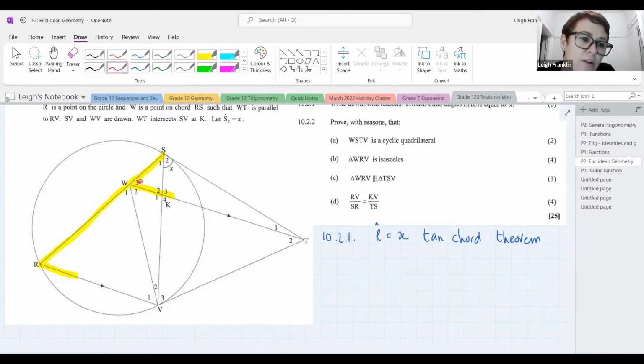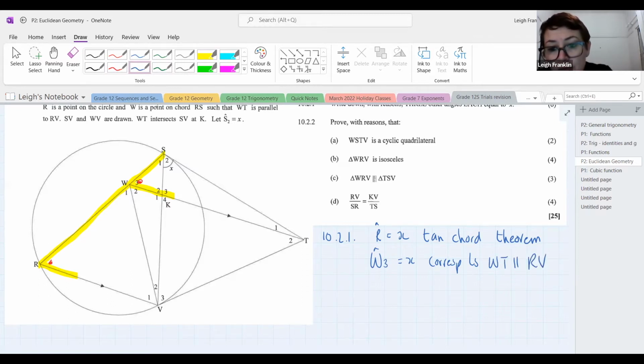Okay, so this angle over here and that angle over there are corresponding. All right, lovely, Kanyisile. Well done. That was excellent. So W3 equals X because of corresponding angles. And remember, when you use corresponding, alternate or co-interior angles, matrix, you have to name the parallel lines, okay? And they will be strict with you about that because you've been doing this since grade 8. So we have to name WT parallel to RV.